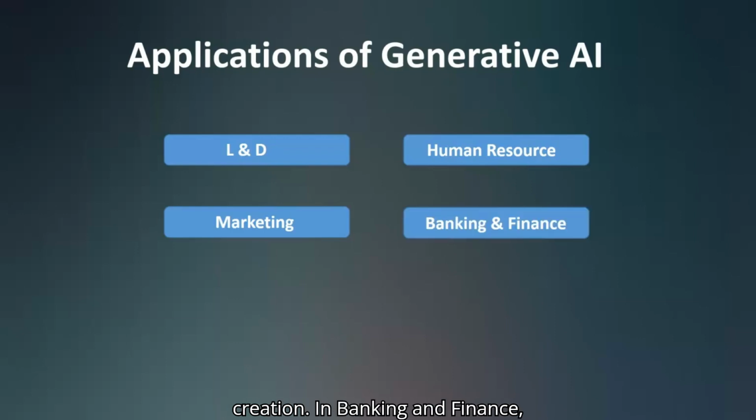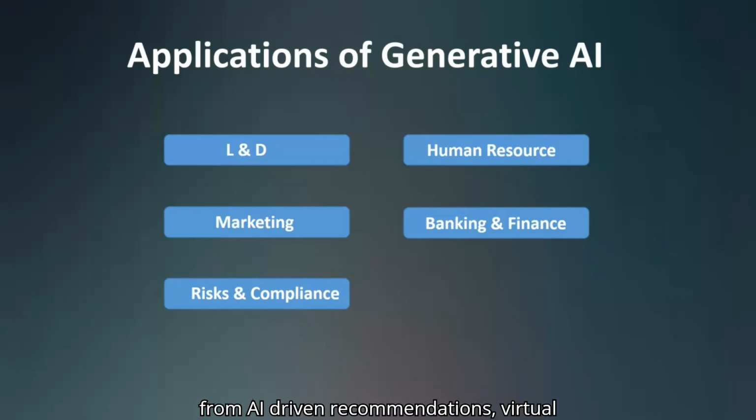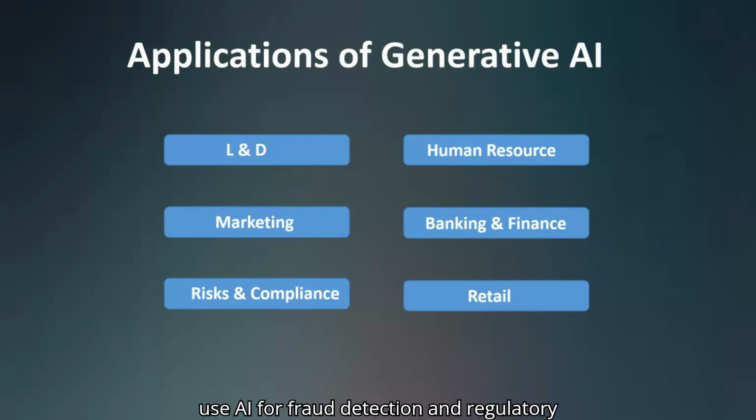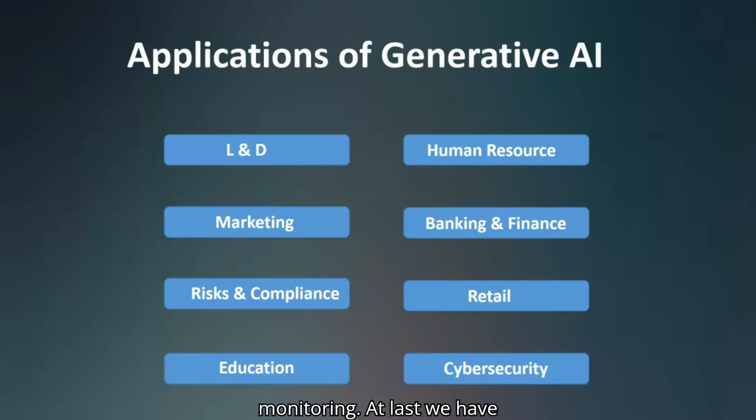In banking and finance, AI enhances fraud detection, automates transactions, and predicts market trends. Retail benefits from AI driven recommendations, virtual try ons, and demand forecasting. Likewise, risk and compliance teams use AI for fraud detection and regulatory monitoring. At last, we have cybersecurity that is also getting stronger with AI detecting threats and preventing cyber attacks in real time. From businesses to security, generative AI is shaping the future.